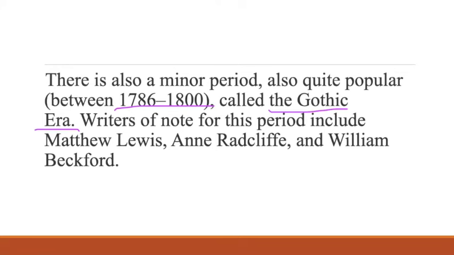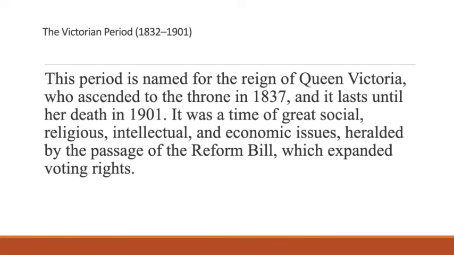Who are the important novelists? Matthew Lewis and Radcliffe and William Wakefield. Now coming to the Victorian period, that is from 1832 to 1901. This is after the reign of Queen Victoria, who ascended the English throne in the year 1837. You can also say the Victorian period is from 1837 to 1901.